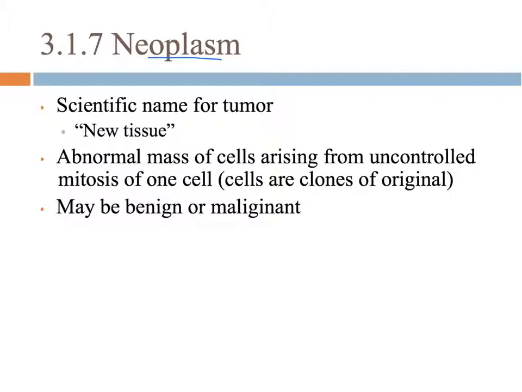It's just the fancy scientific name for tumor, and the word neoplasm means new tissue, for those of you that know your prefixes. So a neoplasm is an abnormal mass of cells arising from one uncontrolled mitosis. One cell just continues to divide when it should be differentiating, so that the cells are clones of the original in a neoplasm. It may be benign or it may be malignant.